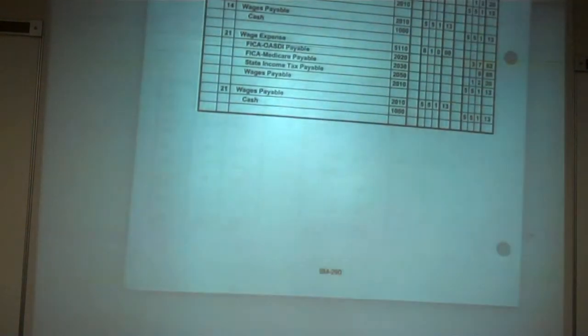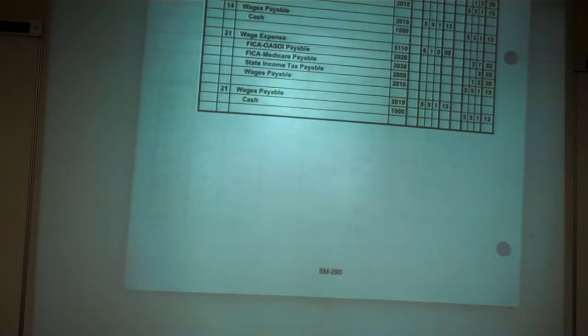Didn't we have to make a payment? Oh, here's one. The last one. And it could be wages and salaries. Again, use the correct name for the account. Get it from the chart of accounts or get it from the ledger.